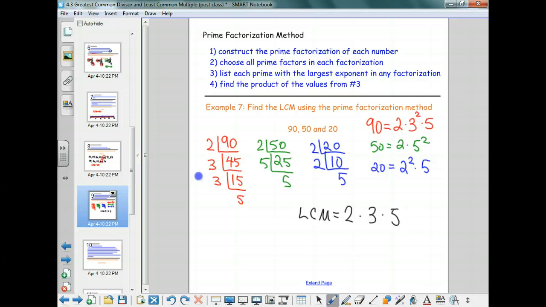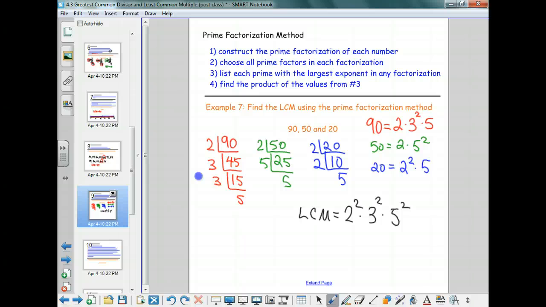Next thing to do, though, is it says you're going to list each prime with the largest exponent. So what is the largest exponent you see on any of those 2's? 2 squared, right? There's a squared. What is the largest exponent you see on any of the 3's? It's a squared. And the largest exponent you see on any of the 5's? Squared, right in the middle. It's not always the same. That's just the way it's worked out.